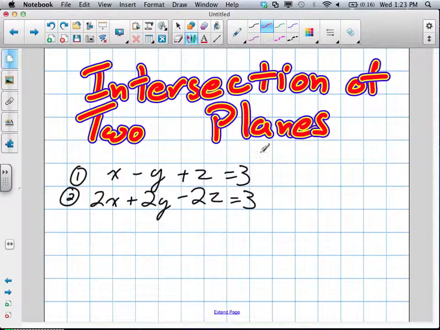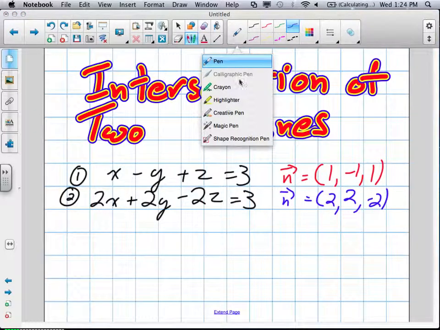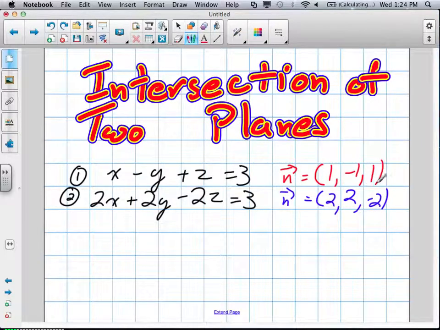If we take a look at plane number 1, the normal to the first plane is 1, negative 1, 1. And the normal to the second plane is 2, 2, negative 2. Quickly, by looking at this, I'll look at my z values. I have to multiply by negative 2 in order to do that. And I know if I multiply my x values by negative 2, I do not get the same term.